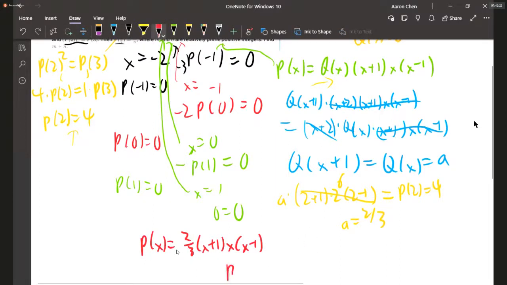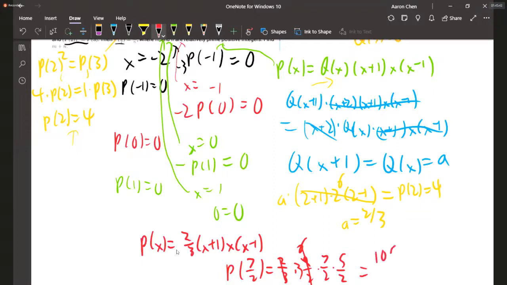And so p of 7/2 equals 2/3 times 9/2 times 7/2 times 5/2, and 9 times 2/3 is 6, and 6 divided by 2 is 3, and so this is 105 divided by 4. And so the final answer is 105 plus 4, or 109.